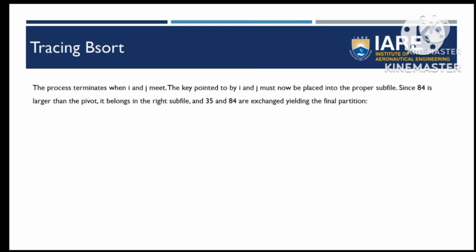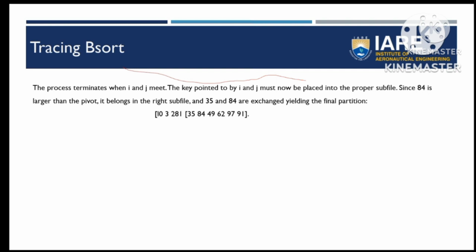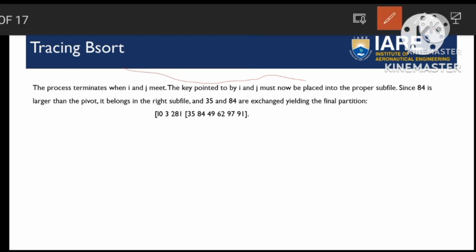And the process terminates when i and j meet. The key pointed to by i and j must now be placed into the proper subfile. Since 84 is larger than the pivot, it belongs in the right subfile, and 34 and 84 are exchanged, yielding the final partition: 10, 3, 28 as a separate subfile, and 34, 84, 49, 62, 79, which you can see on my screen, are divided into two subfiles.